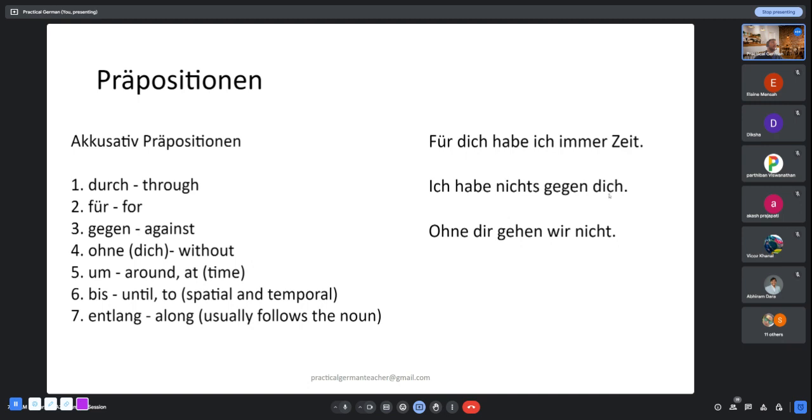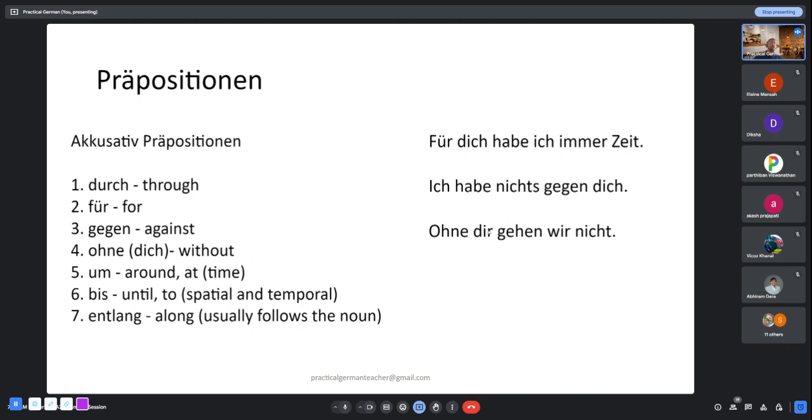Okay, I have nothing against you. After gegen, it is accusative. That's why, if I wanted to say I have nothing against her, it would have looked like: ich habe nichts gegen sie, because sie remains sie in accusative case. Ohne dia, gegen ohne dich.